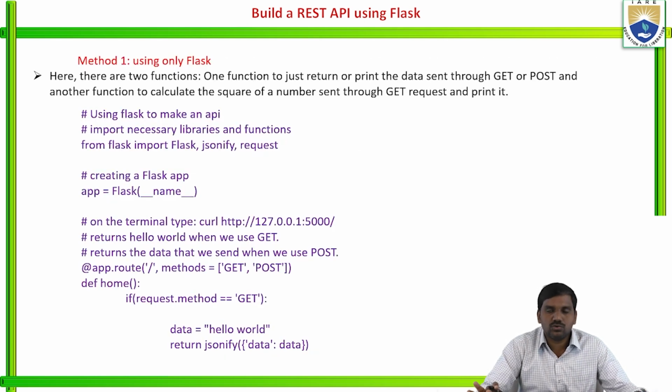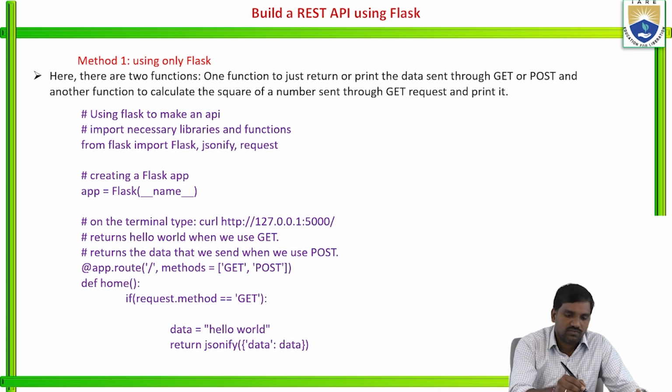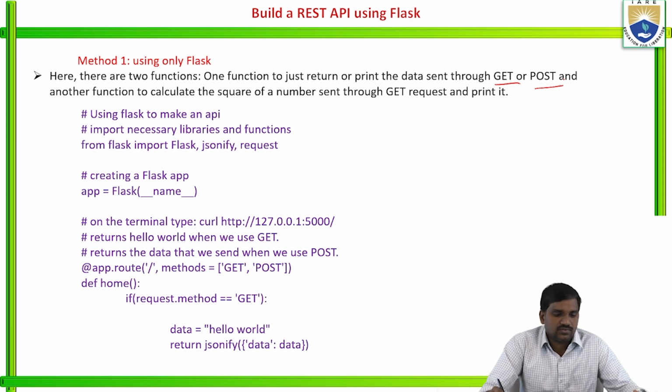Method one uses only Flask without any libraries. Here there are two functions. One function just returns or prints the data sent through get or post, and another function calculates the square of a number sent through the get request and prints it. Here we have HTTP commands like get, put, post, delete. By using these commands we design the micro framework API, that is Flask.